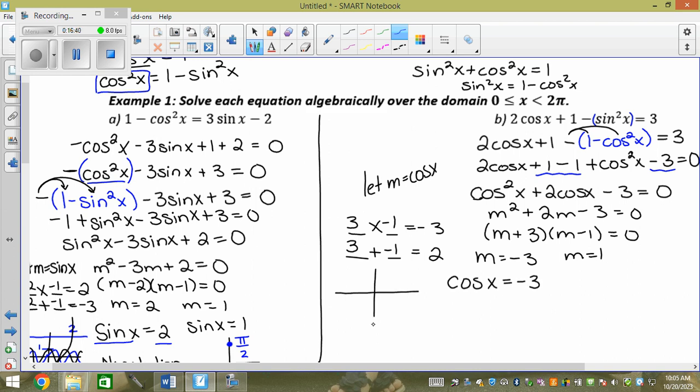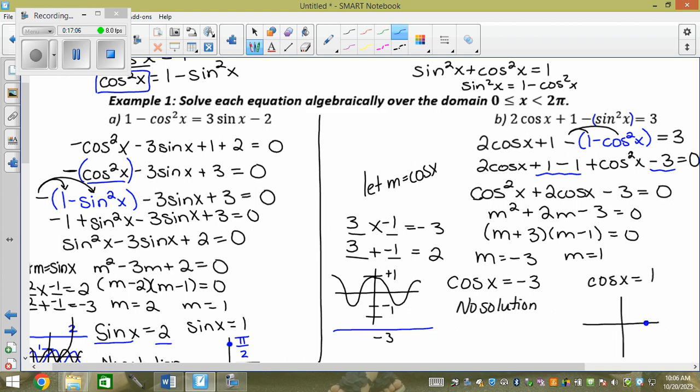No, this is my cos x graph, maxing out at 1, minning out at negative 1. And then I have a line at negative 3. Are they crossing? No. No solution. And then I have cos x equals 1. Where does y equal 1? Here. What is inclusive? 0. Is 2 pi included? Does 2 pi have an equal sign? No. So it's just 0. My only solution is x equals 0.